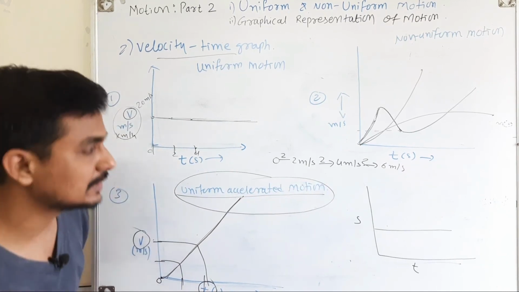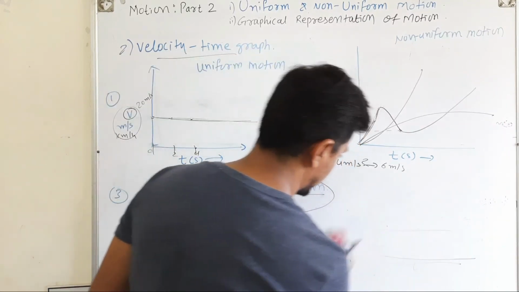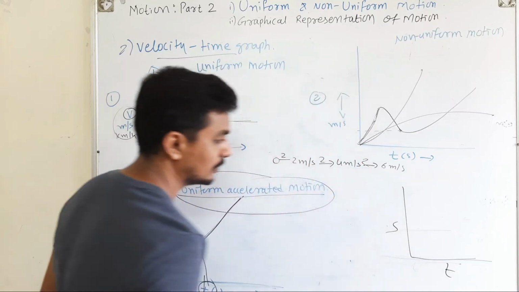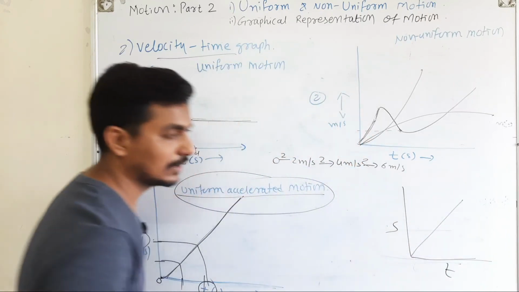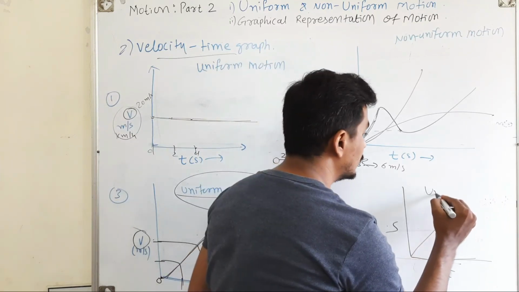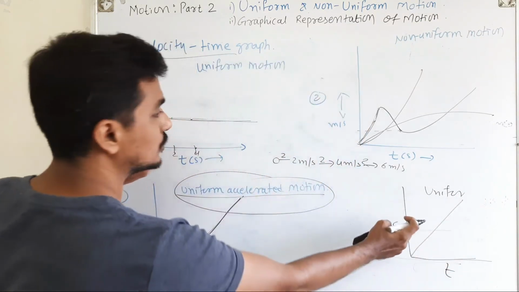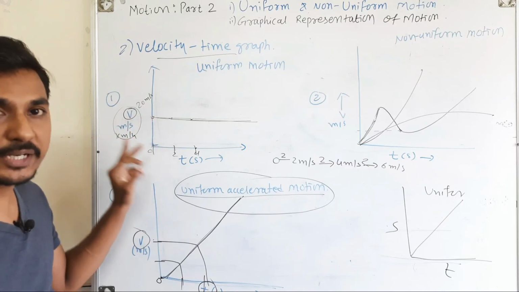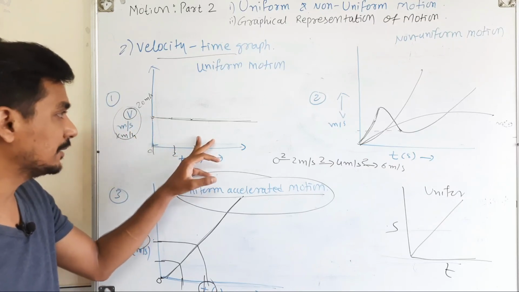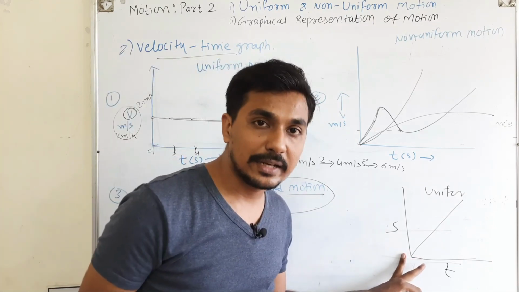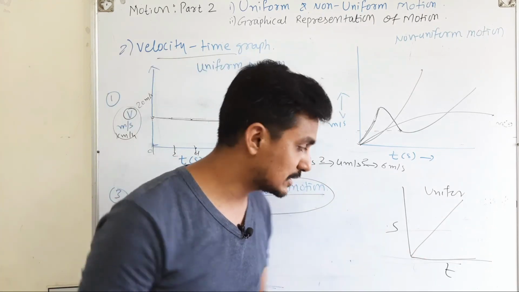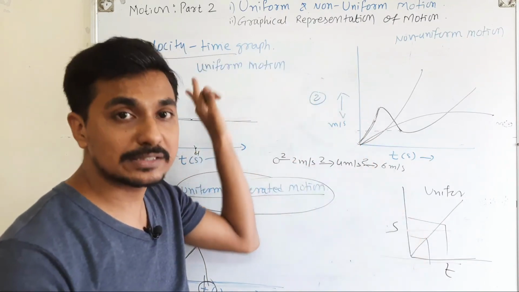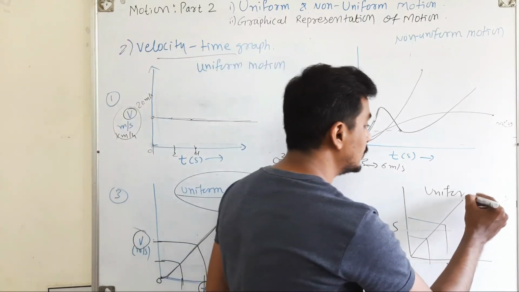But in the case of uniform motion, in the distance-time graph, the graph you will get is like this if the motion is uniform. So these two are indicating the same thing. Here it indicates that the velocity, the speed of the object, is not changing with time, and here it indicates that the object covers equal distance in equal intervals of time. So both indicate the same thing. Both indicate uniform motion.